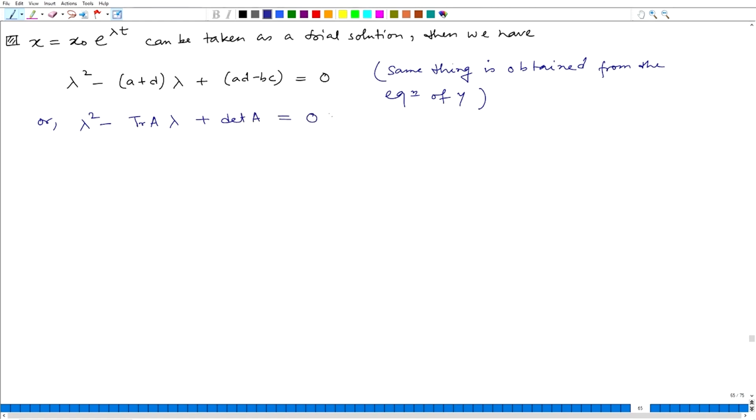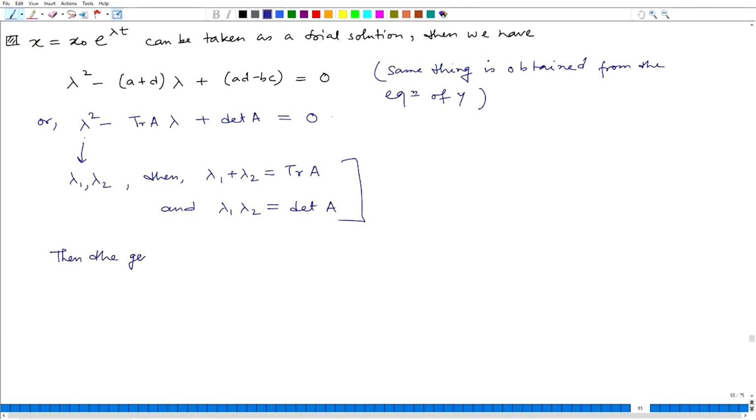So, if lambda has two roots, lambda 1 and lambda 2, then lambda 1 plus lambda 2 will be equal to trace of A, and lambda 1 lambda 2 will be equal to determinant of A. And this is exactly saying that lambda 1 and lambda 2 are nothing but the eigenvalues of the matrix A.